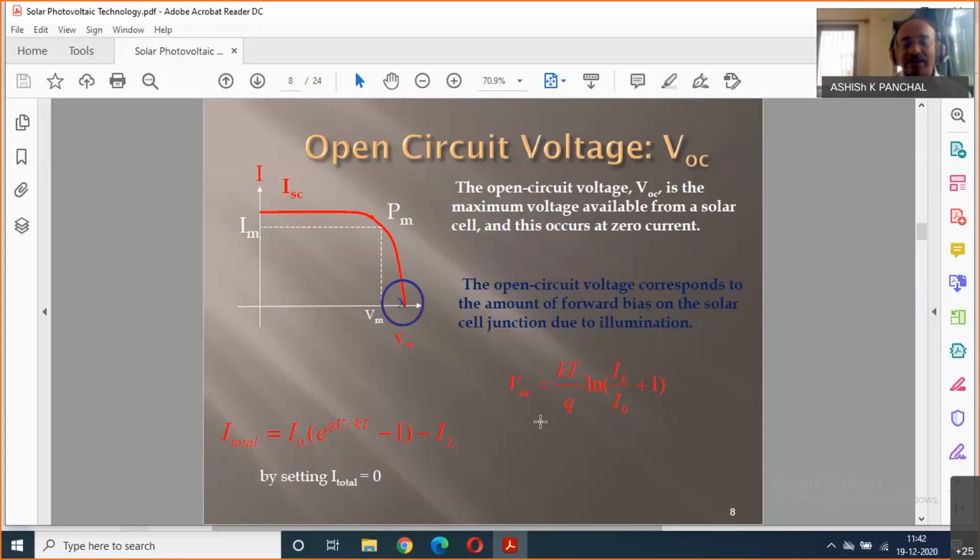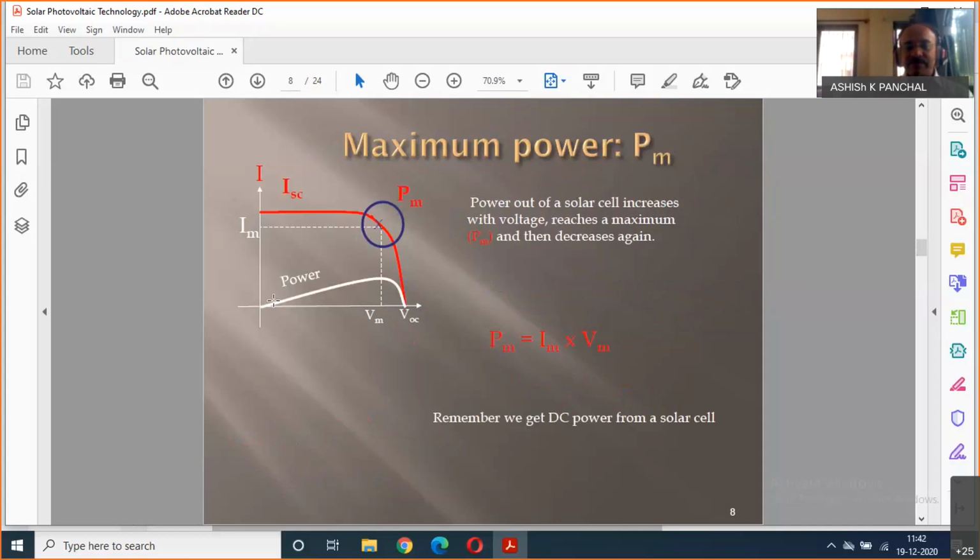Okay, so the current is affected by the light intensity, and open circuit voltage is affected by the temperature. Open circuit voltage is affected by the temperature, right? Now our PV curve has a maximum power point.